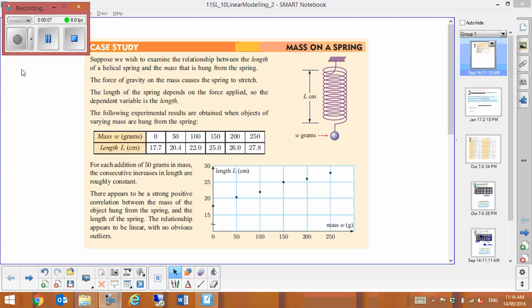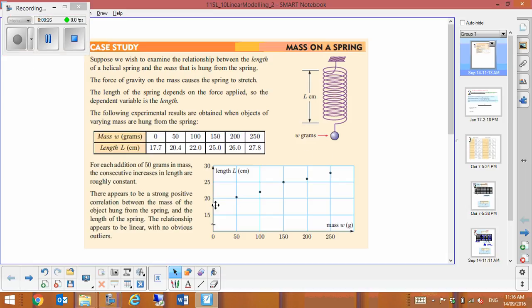So I've just started on this page just to remind you of what we were looking at before. This was a case where we had a mass on a spring and the length of the spring was related to the mass that was connected to it. So the mass was our independent variable, the length was dependent, and we can plot the data. We can see the data is all shown here, and we can say that it looks very much like a straight line. So there's a strong correlation to a straight line. It's positive because it's got a positive gradient.